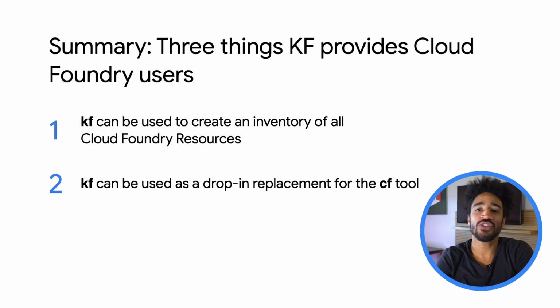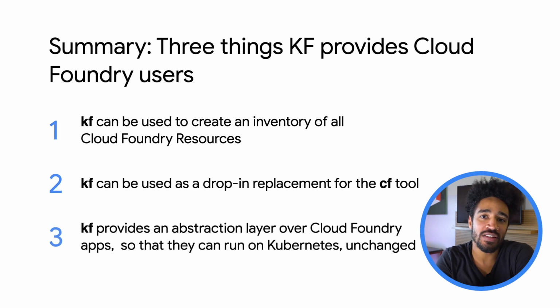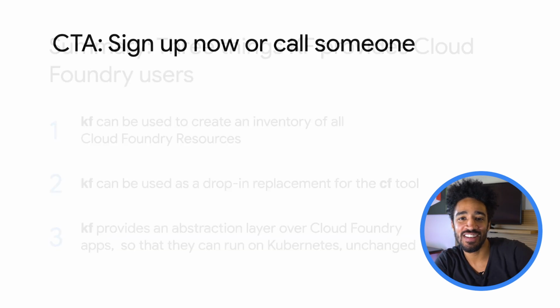2. You can also use KF as a drop-in replacement for the Cloud Foundry CLI to keep the same developer workflow as before. Just swap CF push for KF push, and you should be good to go. And finally, at runtime, KF can be used to provide an abstraction layer over Cloud Foundry so that Cloud Foundry applications can run on Kubernetes unchanged.